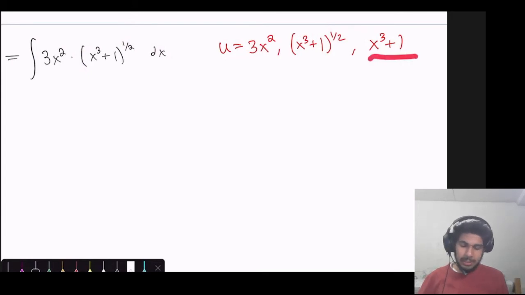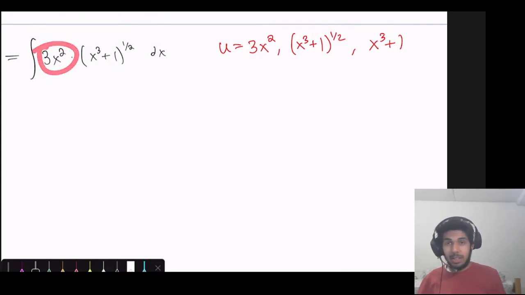How about this? x cubed plus 1. That's there. That's good. The derivative of that is 3x squared. Hey, that's right there. That looks pretty good. So let's try u equals this.